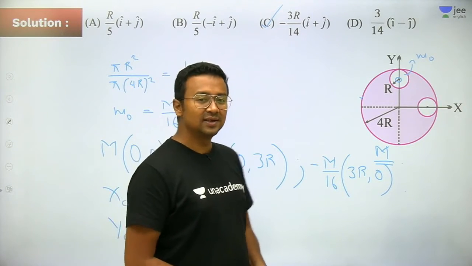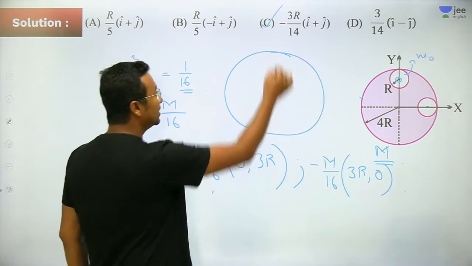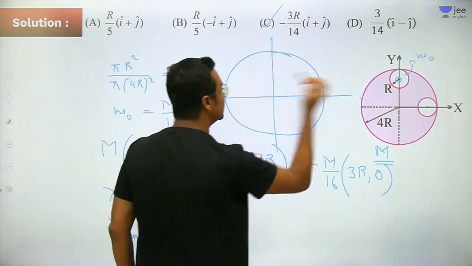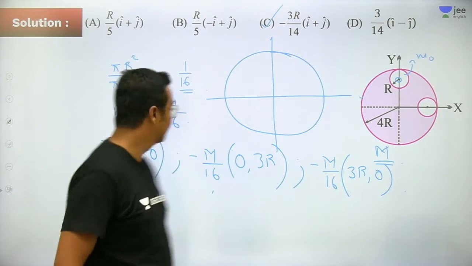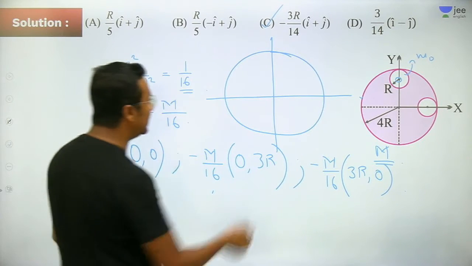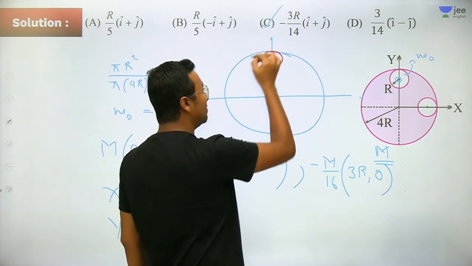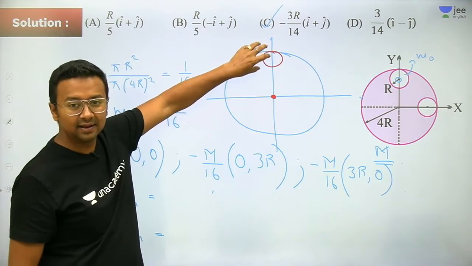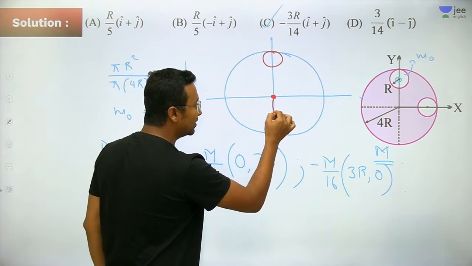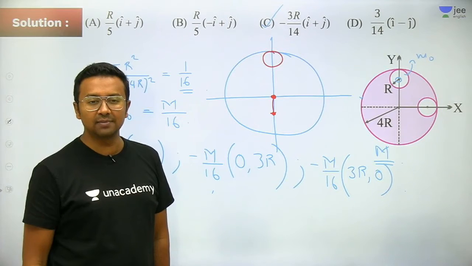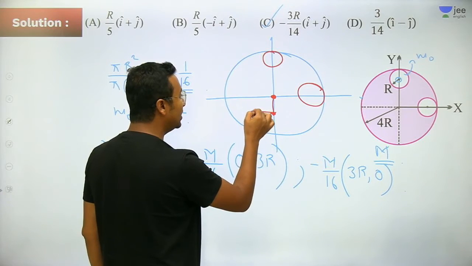See students, let me take one entire circular region. Where will the center of mass of this circular region be? At the center. Now, when I take away something from here, it's symmetric. But when I take away something from here, the center of mass is going to shift down. It is going to come somewhere out here. And then when you take out something from here, it is going to move somewhere out here.